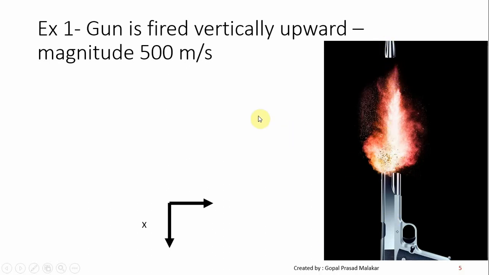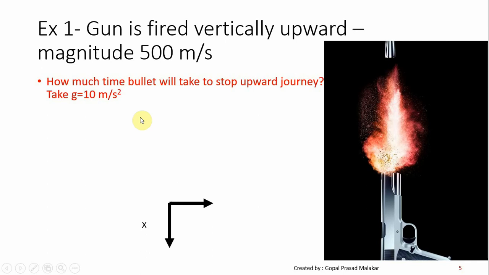Let's say the magnitude of the upward velocity is 500 meters per second, which is quite normal. Gun shots are like that. Just understand how fast the gun shot goes. It is actually going half a kilometer in 1 second. How fast it is. Now let's understand 2 things here. First of all, how much time the bullet will take to stop its upward journey. And for simplicity, let's take g equal to 10 meter per second square.